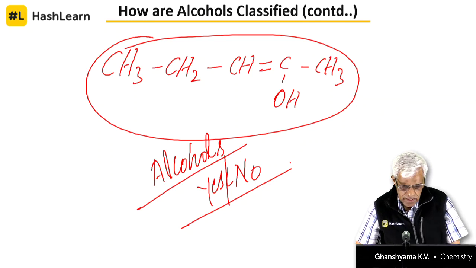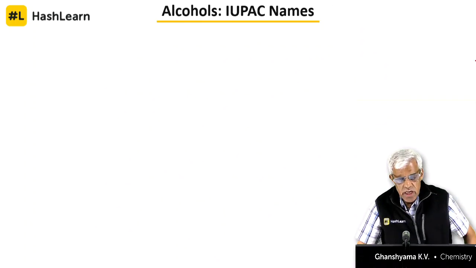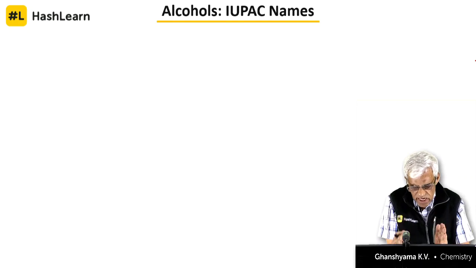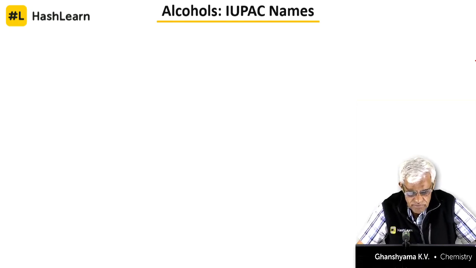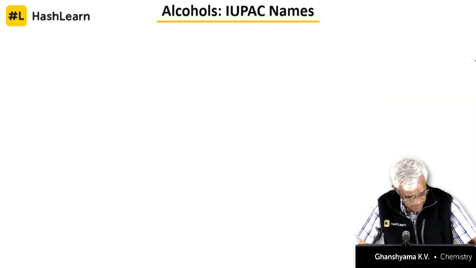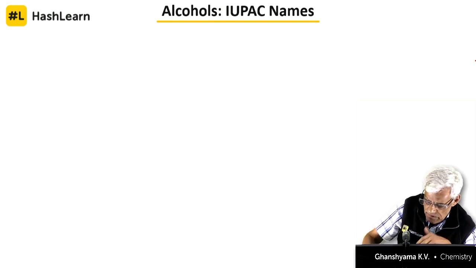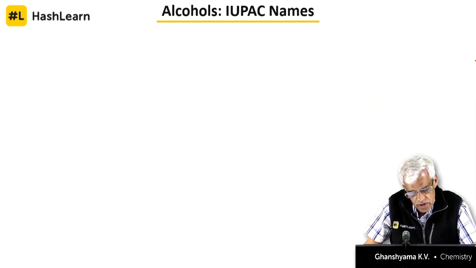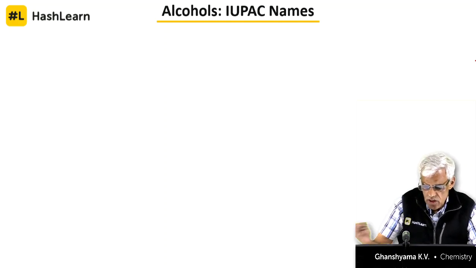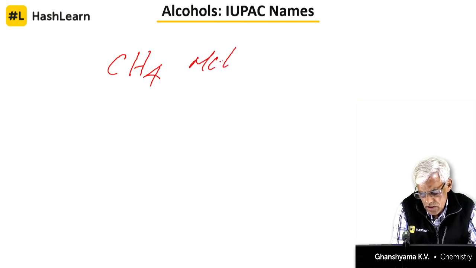Okay. Now, the next part is IUPAC names of alcohols. I am restricting myself to the time limit that has been given to me, otherwise it will take a long time and the explanation goes beyond your syllabus. Okay. Alcohols, IUPAC names. See, CH4 is methane, you know this.